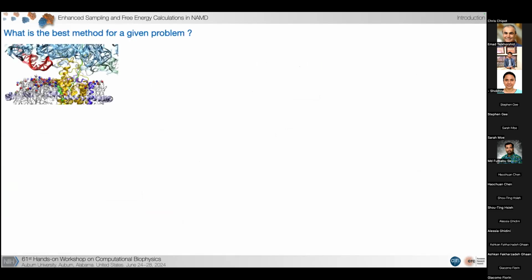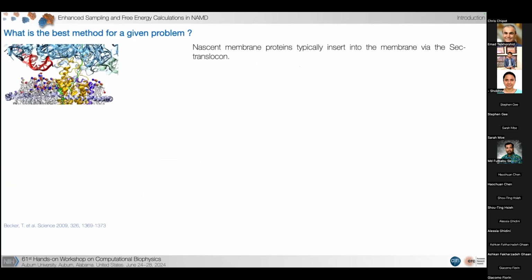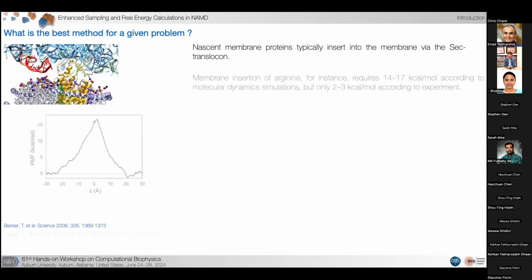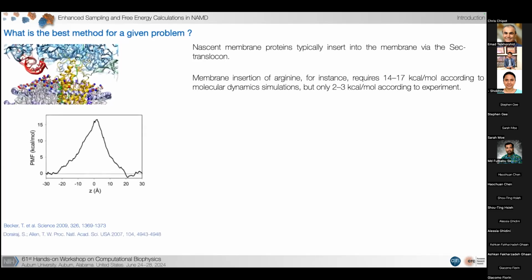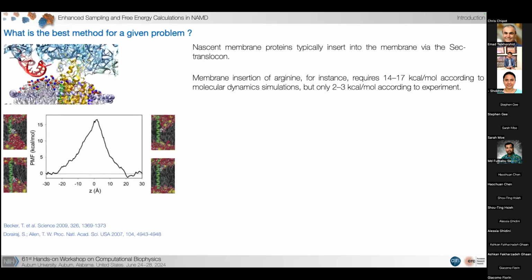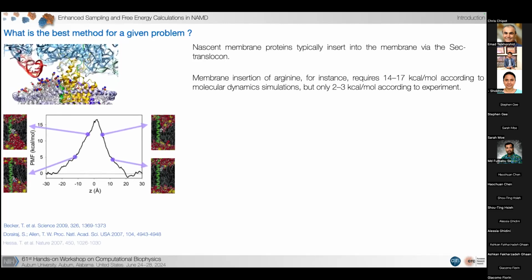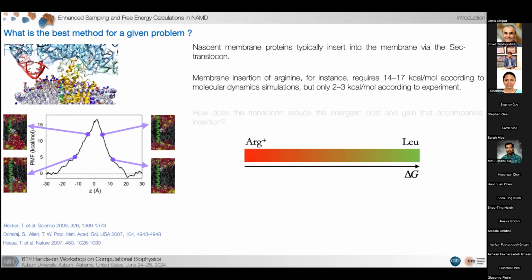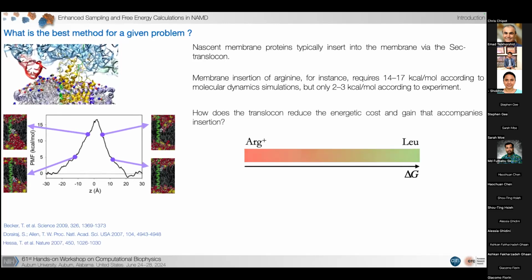Now, let me address the elephant in the room. You have a problem, and you want to know what's the best method for it. You saw that there are a lot of methods, and I'm just touching the surface right now. If you want to know what's the best method for a given problem, this is something that J.C. Gumbart, we'll hear from him tomorrow, and I worked on, just as an illustration.